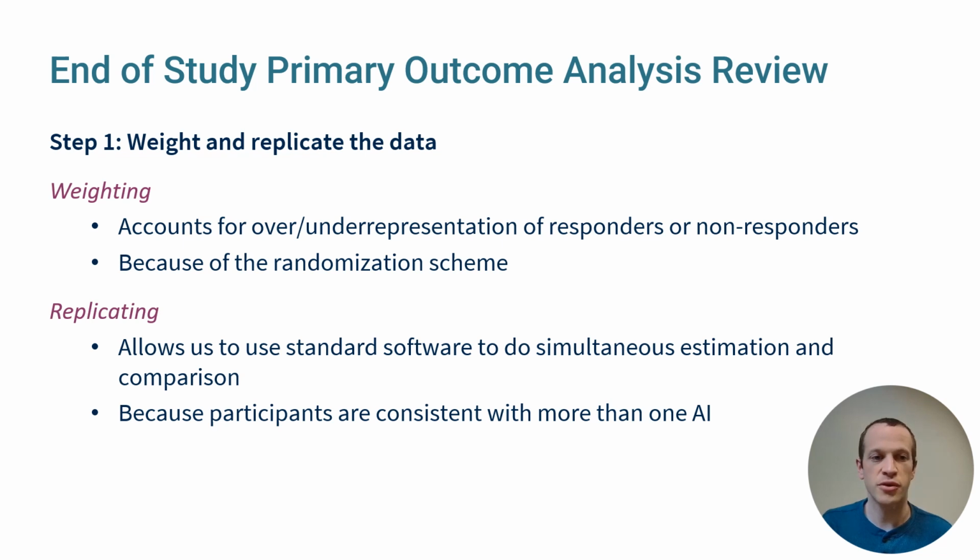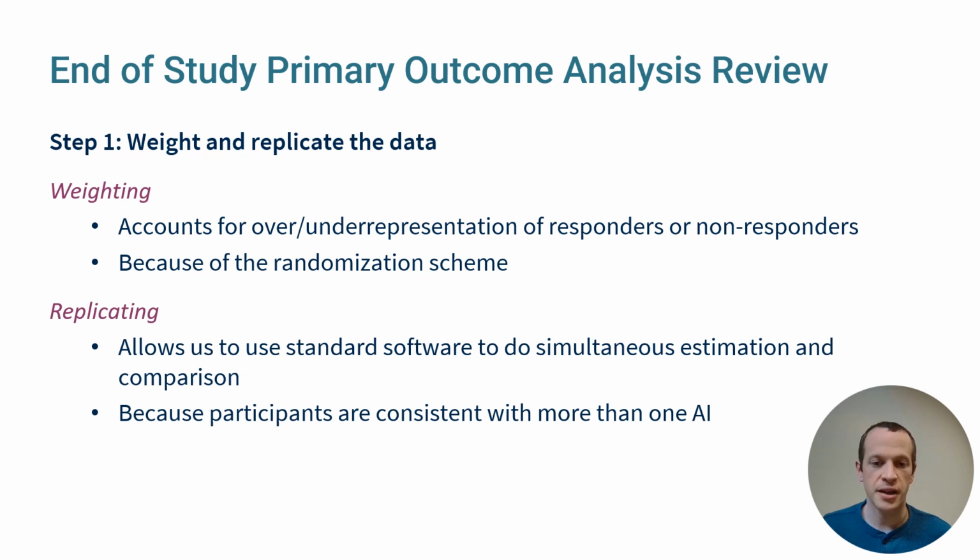So we're going to start with a review of the analysis that you've already learned for end of study outcomes. There are going to be 3 steps. The first step is to weight and replicate the data. The reason this comes into play is because of the randomization scheme, right? We have responders and non-responders. In this study, the responders are only randomized once to the first stage intervention. They don't get randomized again. However, the non-responders do. So the weighting accounts for over and underrepresentation because of that randomization scheme.